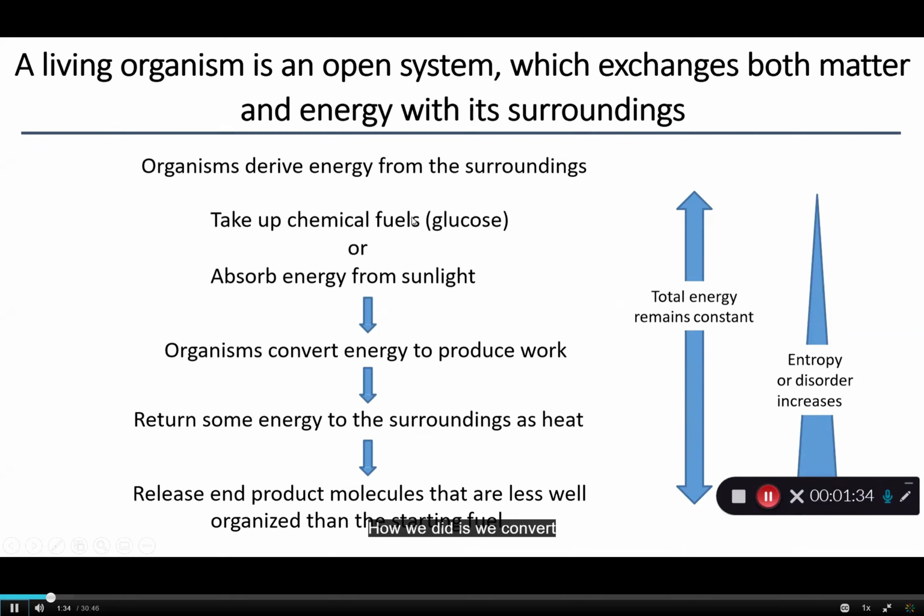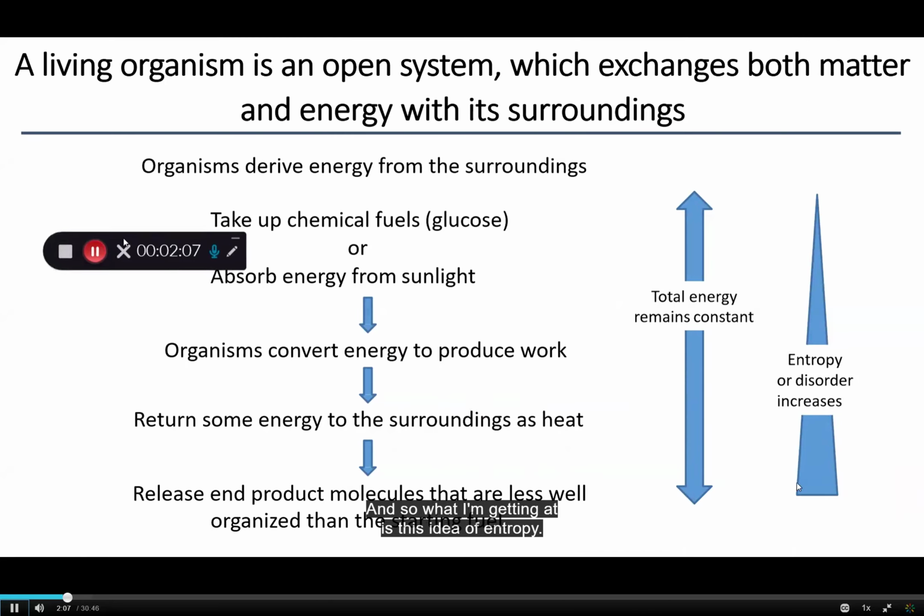How we do it is we convert our chemical fuel to another type of chemical fuel called ATP. As a byproduct of that, we return some energy to the surroundings in the form of heat. And so one of the byproducts of cellular respiration, which we'll talk a lot about towards the end of the semester, is heat. And then we also release carbon dioxide and water as product molecules. And these products, carbon dioxide, water, and heat, are less organized than the starting fuel, which is glucose. And so what I'm getting at is this idea of entropy.